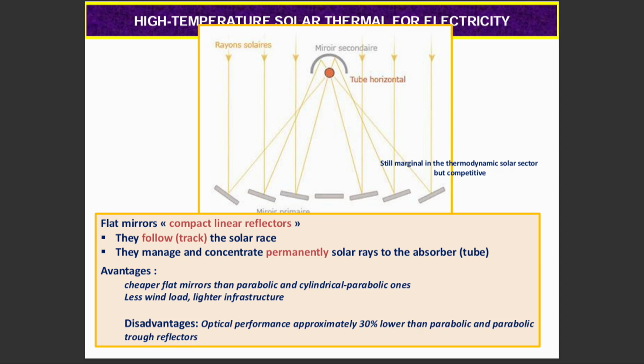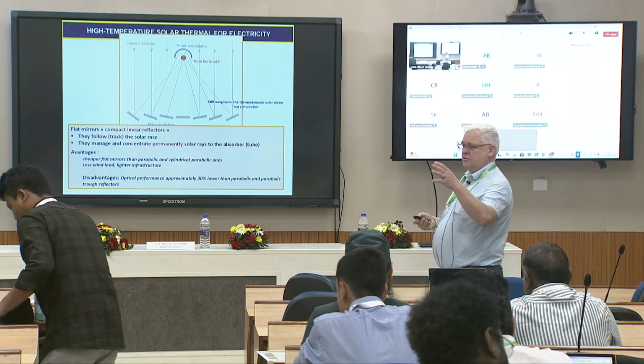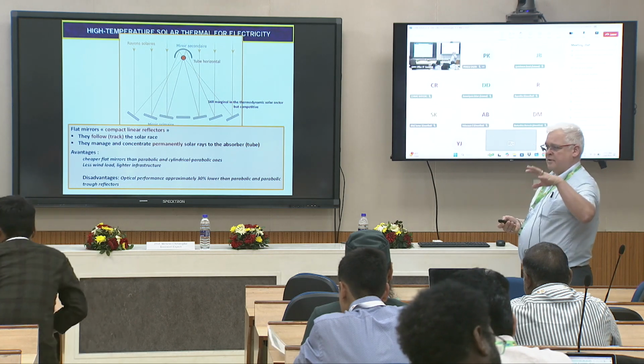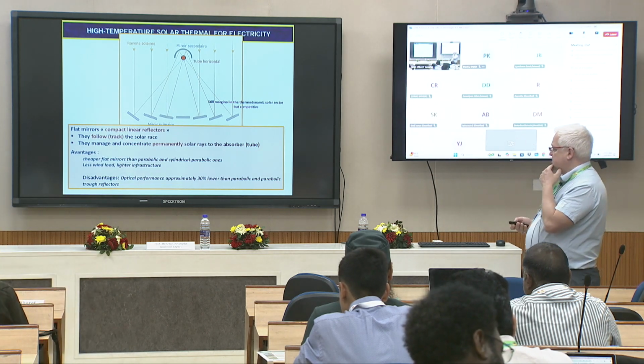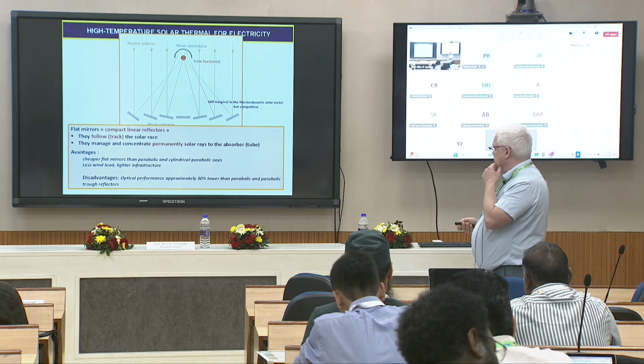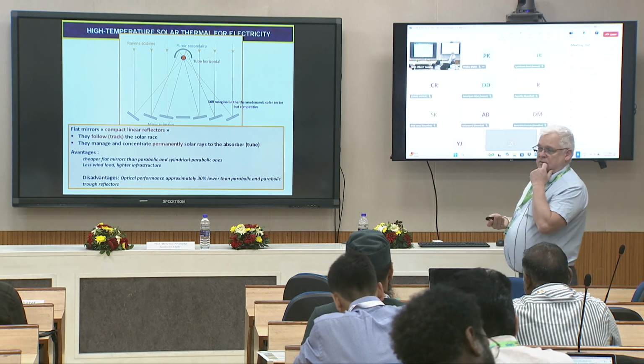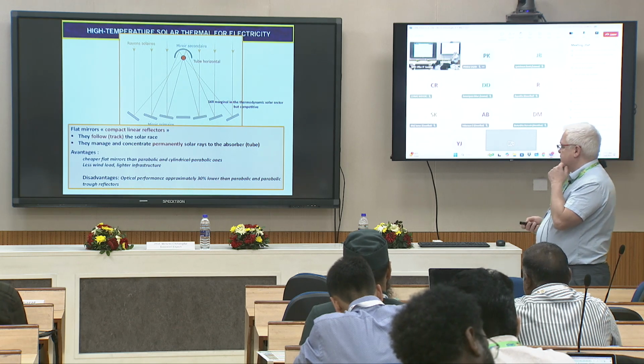It's lighter infrastructure. The disadvantage is that optical performance is not as good as a parabola, around 30% less. But the main objective is to reach a sufficiently high temperature, at least around 250 degrees, to generate steam and then electricity.